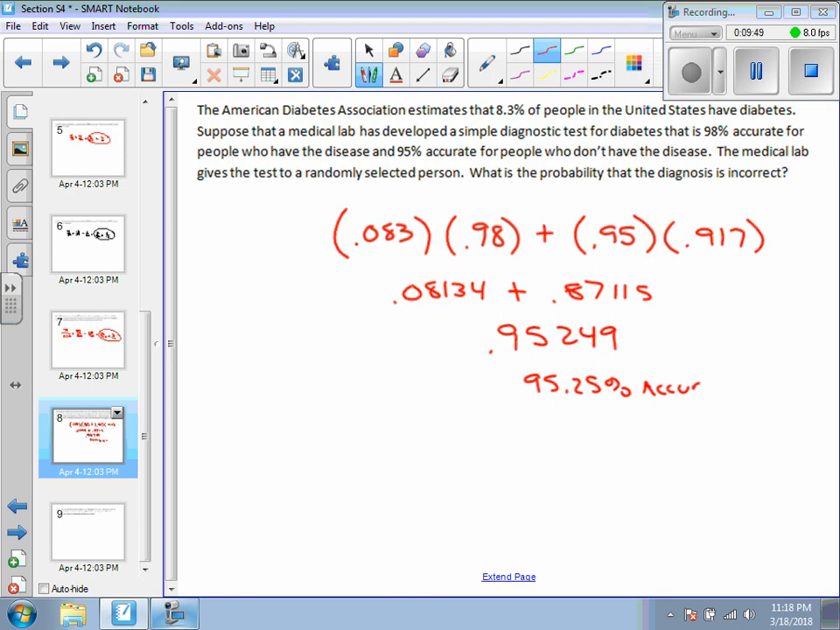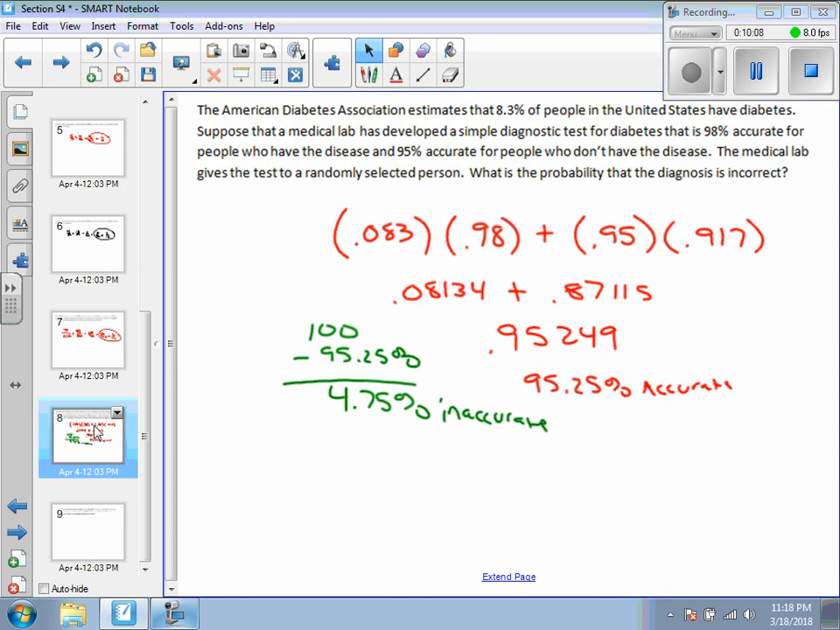What the question asks, though, is what is the incorrect diagnosis rate? So we're going to take that 100% total, subtract 95.25%, and we'll find out that it is 4.75% inaccurate. Are there any questions on that? So we found our percentage of people who got the accurate test, and then subtracted from 100 to find the inaccurate rate.